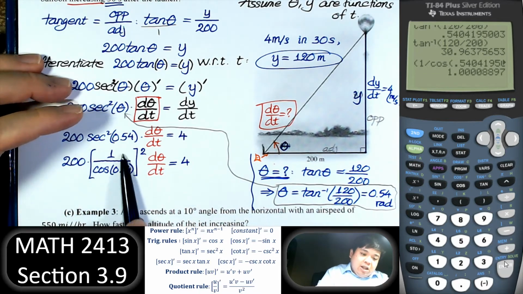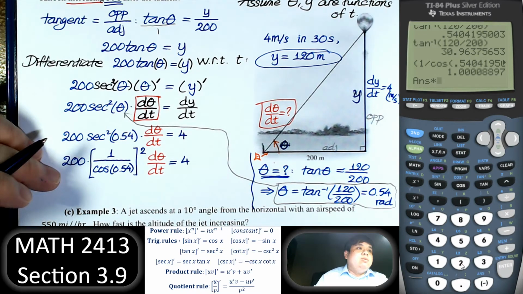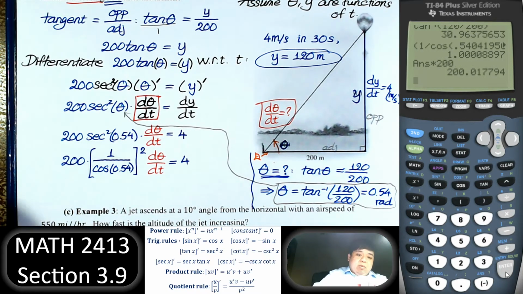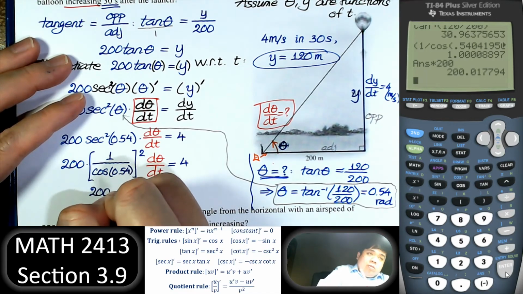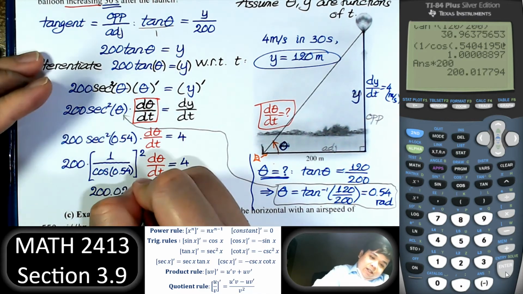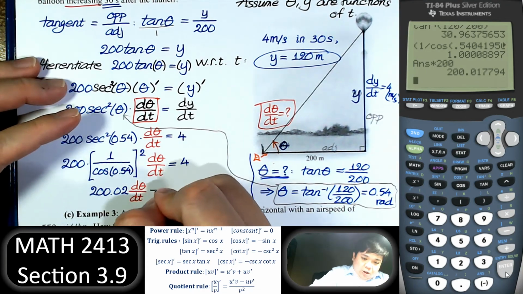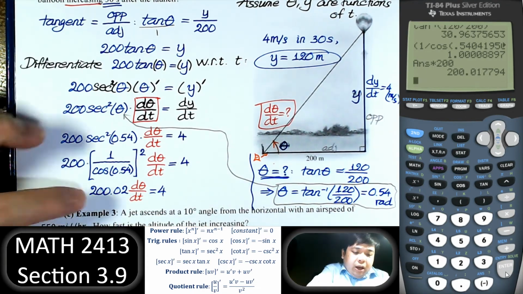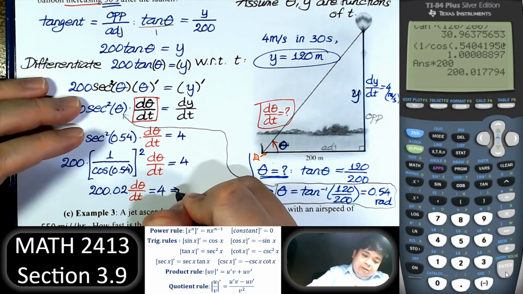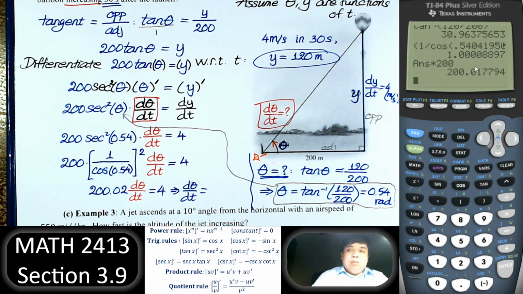So all of that is about 1 multiplied by 200. So the left hand side we have about 200.02 dθ/dt equal to 4. And so for dθ/dt, we have dθ/dt equal to that divided by, 4 divided by that.